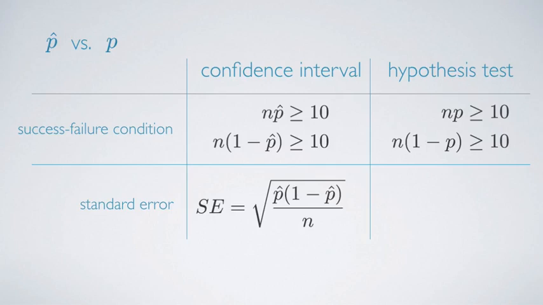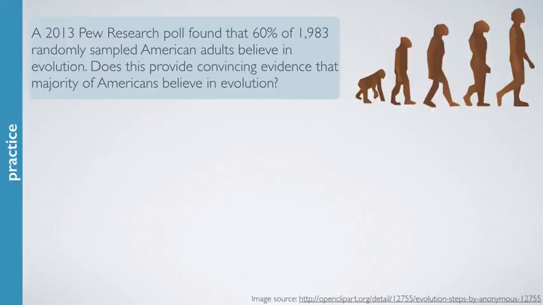And on the other hand, if I'm doing a hypothesis test, the standard error is calculated as the square root of p times 1 minus p over n, where p once again comes from the null hypothesis. Let's put what we've just learned into practice.